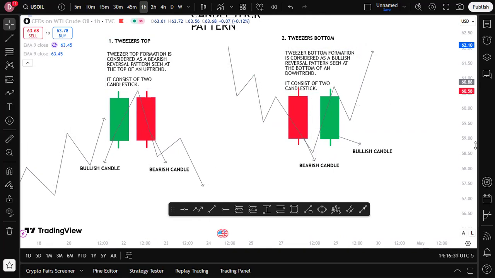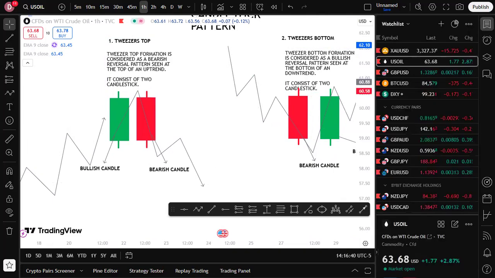Why you can't just trade this candlestick when you see them on charts, right? You can't just trade them because when they appear, you use other tools, other technical analysis and other confirmations, to tell you when to buy or when to sell. So let's see an example of the tweezer top and the tweezer bottom.